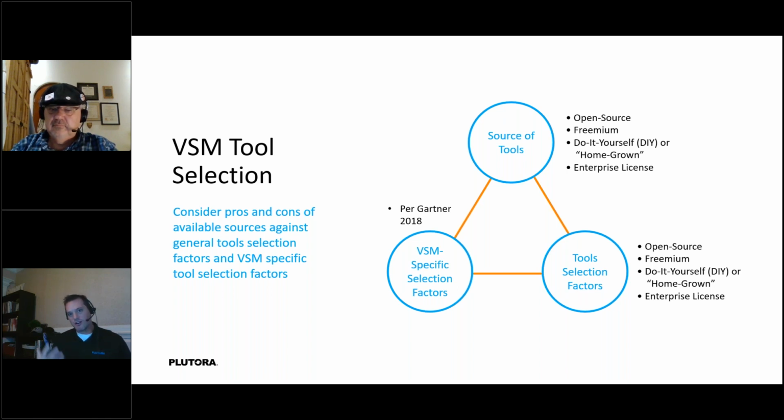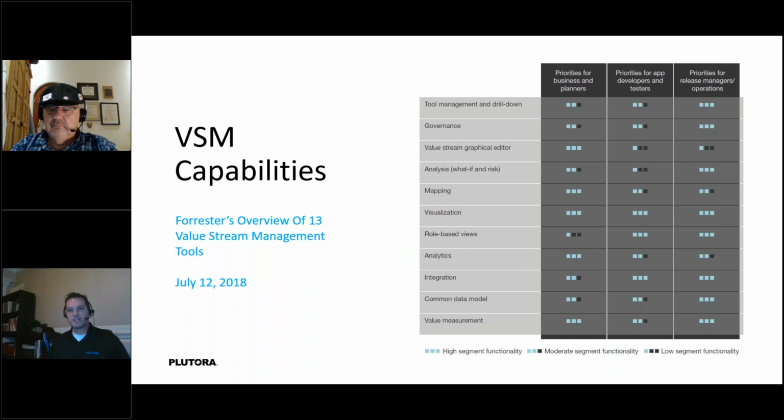And as they start understanding, well, wait a minute, there's a bigger picture here of understanding the entirety of the flow. I need to understand the flow of features from ideation all the way to production. The story starts to change. Which takes us to, what are some of the critical capabilities of a value stream management solution?